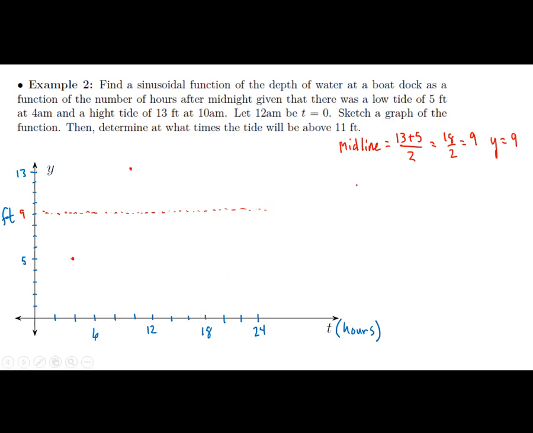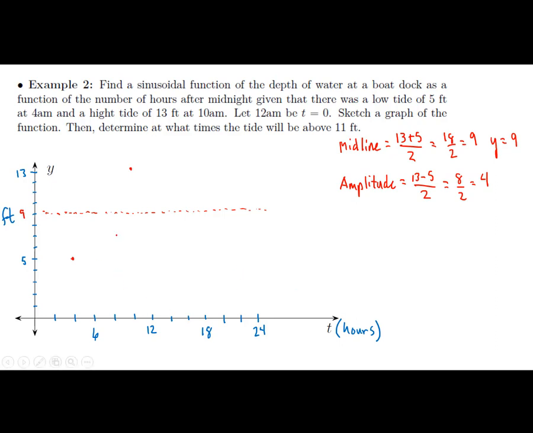All right, so there's our midline, and then of course amplitude. Amplitude is, well, that's going to be half of the distance from the low to the high, right? So the distance from the low to the high would be 13 minus 5, but chop that in half, and so we get 8 over 2, so that means our amplitude is 4. Okay.